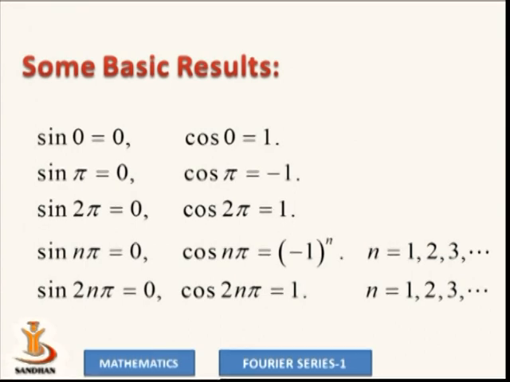That means sin of any integer multiple of pi has value 0. It may be an even or odd or any number of pi. While for the cos function, if we have an even number of pi, then its value is 1. While cos n pi, for any value of n, gives us minus 1 raised to n.